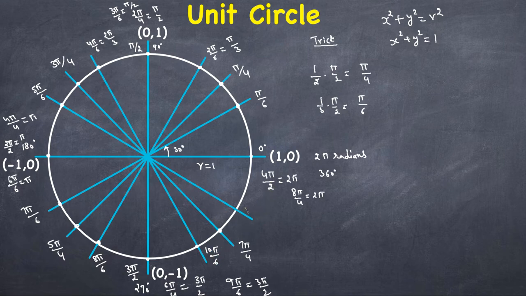And this one is 11 pi over 6. The last one is 12 pi over 6, which is again equal to 2 pi. So that's how you can write all the angles. Okay, now the question arises: how do we find the coordinates for these particular angles?